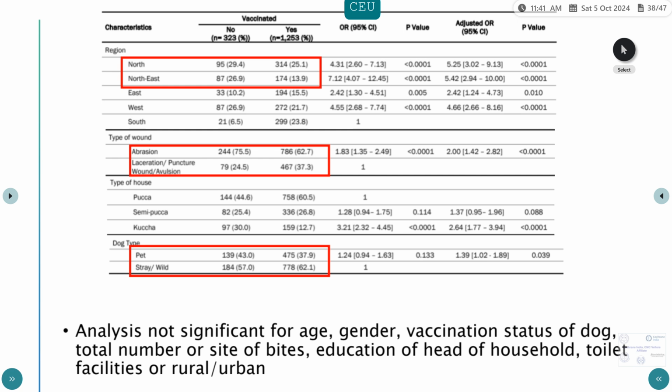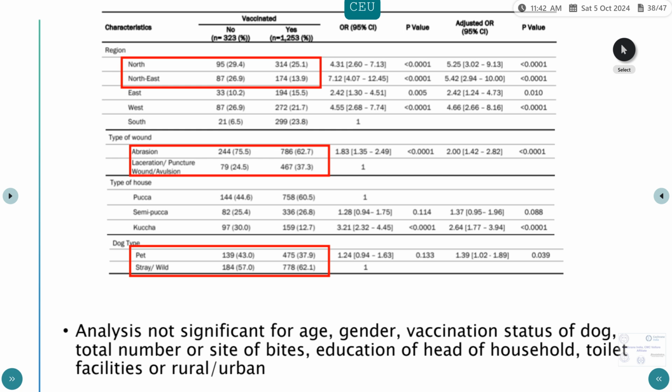abrasions. Then if you look at dog type, again, if it was a pet animal, they were more likely to not have taken the vaccination. However, given that only 51% of pet dogs are vaccinated, this may be an area that we need to highlight more while disseminating information.